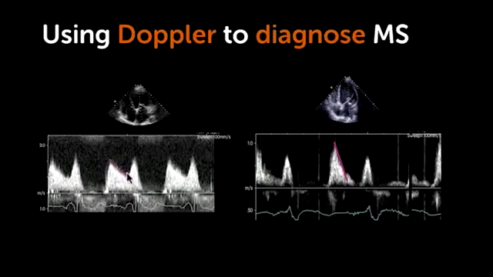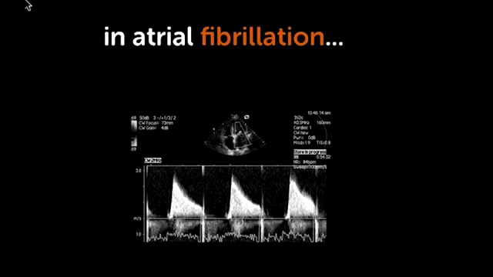Compare the slope in this patient with mitral stenosis to this patient who does not have mitral stenosis. It is steep here, while it is rather shallow here. By using this slope, one can even calculate the mitral valve opening area. And what about patients with atrial fibrillation? In patients with atrial fibrillation, the second part of the curve is missing. But still, you can look at the steepness of the curve and calculate the mitral valve area.